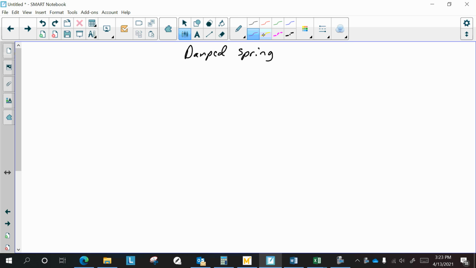So let's take a look at a damped spring oscillator. And let's see if we can analyze the forces and come up with a differential equation that will allow us to model what happens when we have a hanging spring that has mass on it, has a damper on it, and is released and let to vibrate up and down.